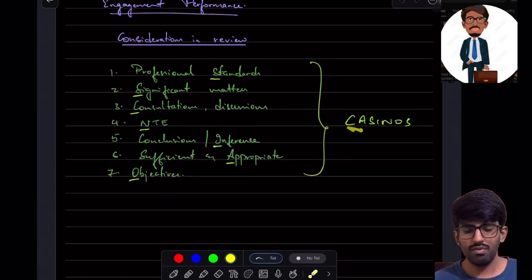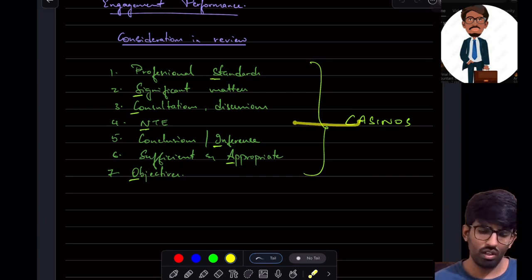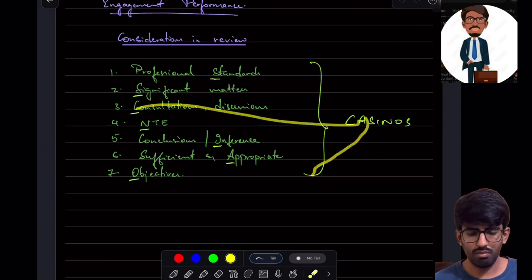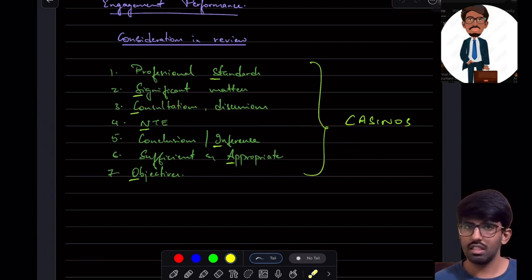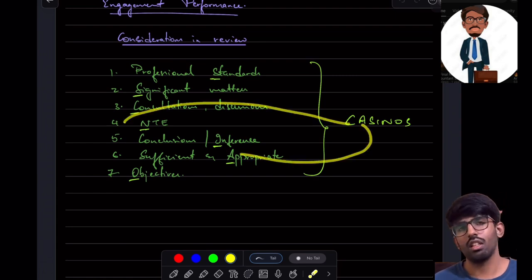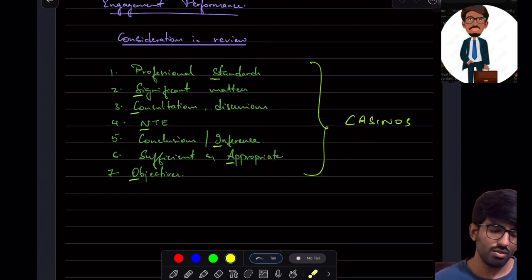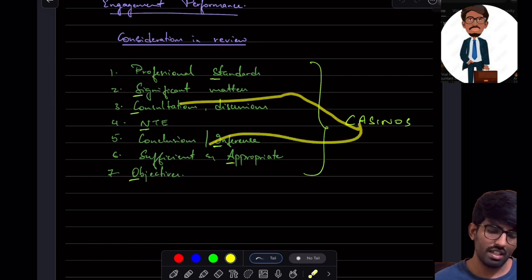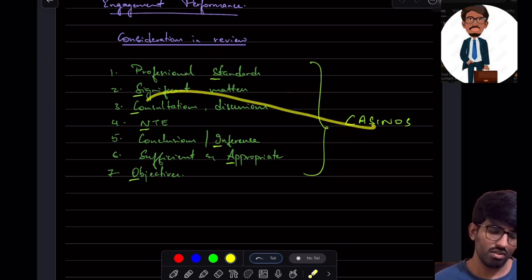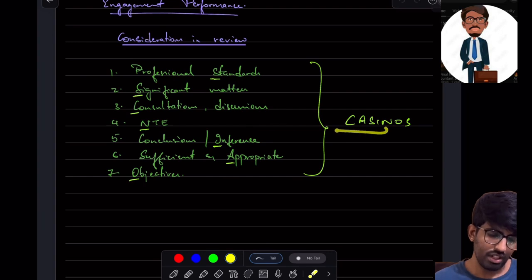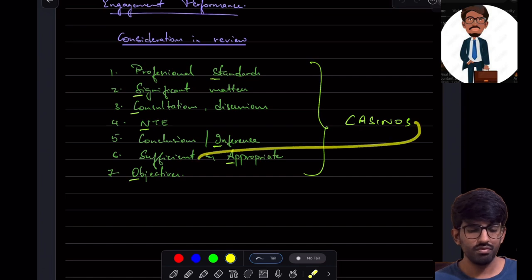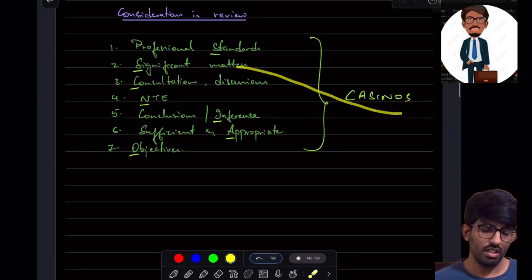And then engagement performance, we have 7 points to remember. The mnemonic is CASINOS. C stands for consultation, A stands for sufficient and appropriate. Wherever appropriate is there, you can just add the word sufficient. Wherever sufficient is there, we can add the word appropriate. S stands for significant matters. I stands for inference or conclusions. N stands for nature, timing, and extent. O stands for objective. S stands for significant matters.